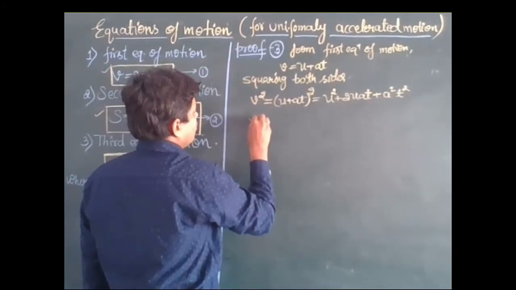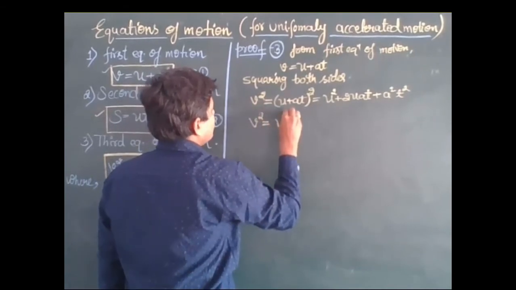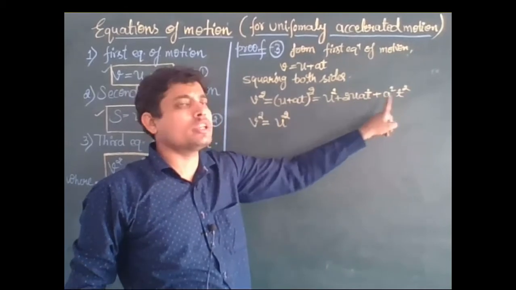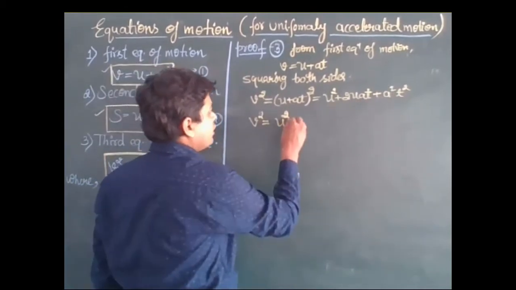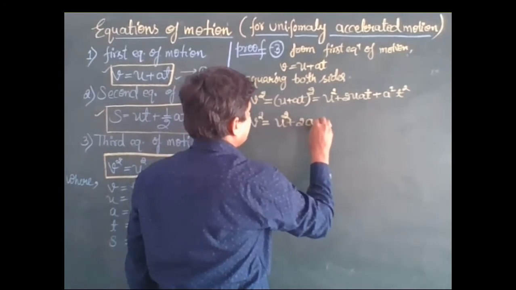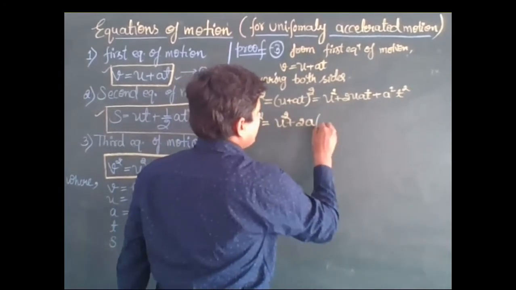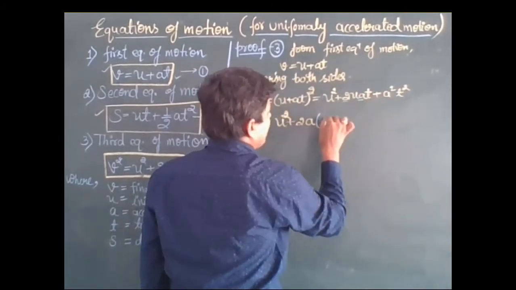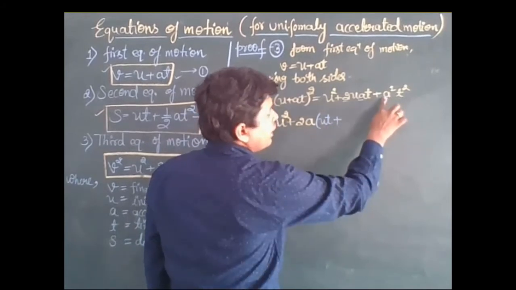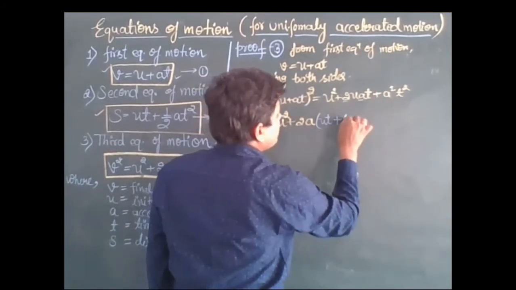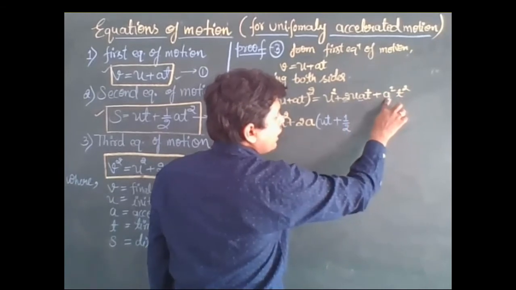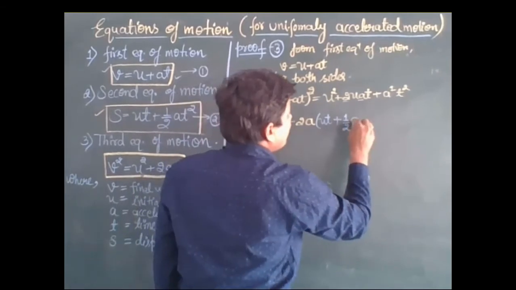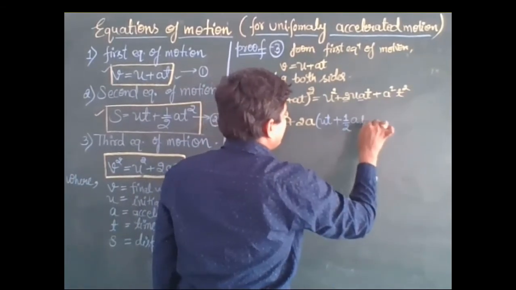Now v square is equal to u square. Now you can see, you can take something common from these two terms. I have taken the common 2a. Okay. Now what will be left? 2a is common. So here ut will be left plus, here 2 is not there, so the 2 will be divided. And a square is there, so a is common. So half a will be left and t square.